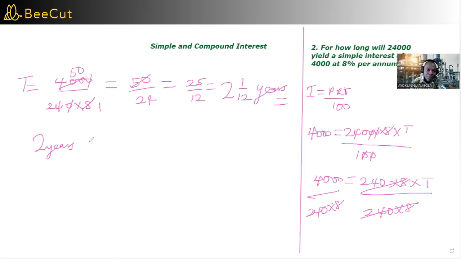I need months. This is 1/12. What is 1/12 of a year? That is 1 month. 1 month. Out of 12 months, right? Yes, sir. So that is correct.